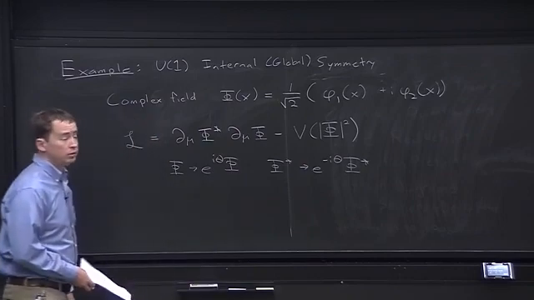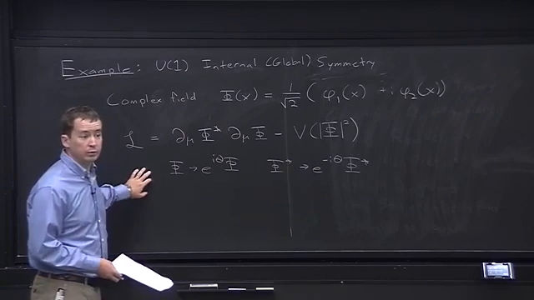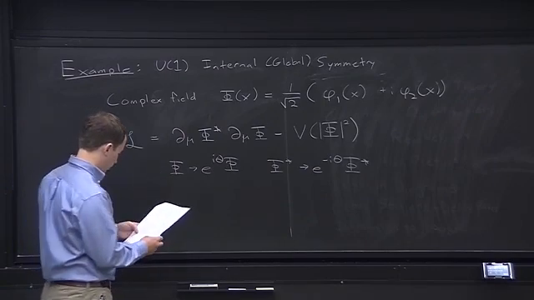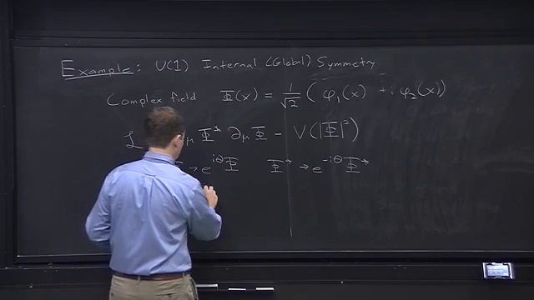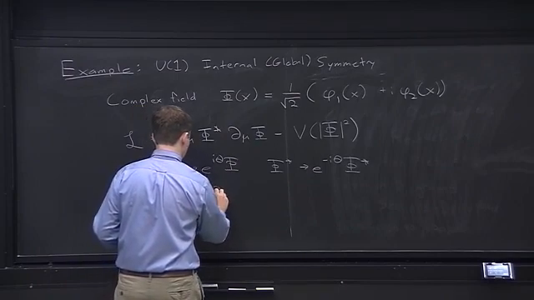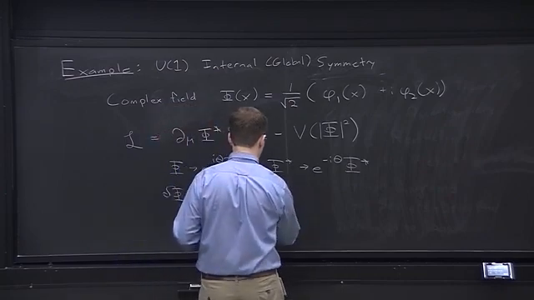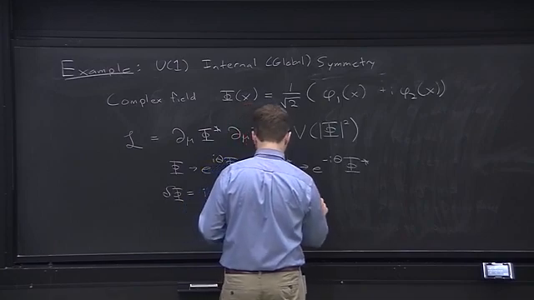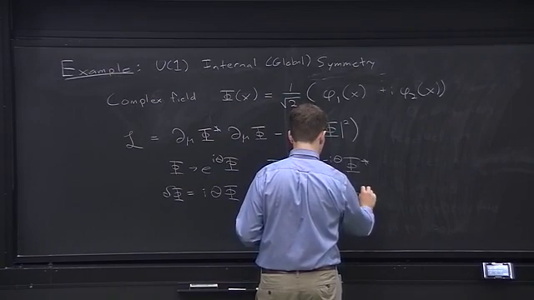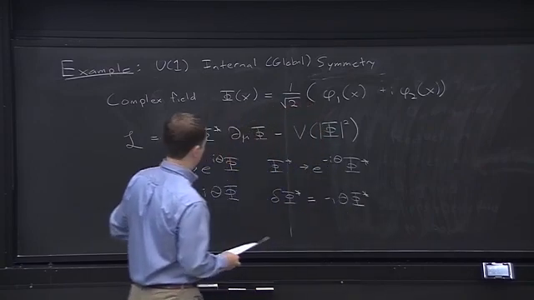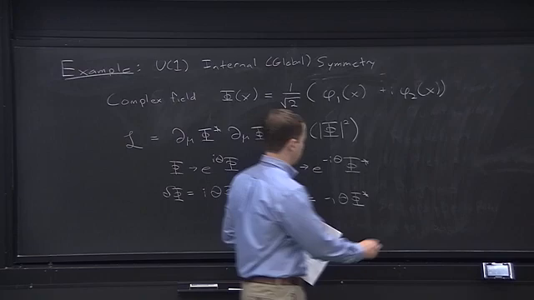OK, so to use Noether's theorem, we need to write down the infinitesimal version of these transformation laws. And that's easy enough to do. So delta phi is just i theta phi. And delta phi star is just minus i theta phi star. Lagrangian is invariant. I just argued that the Lagrangian does not change. So delta L is 0.